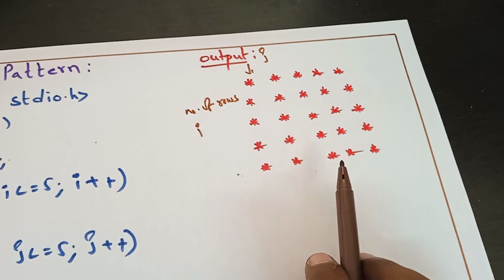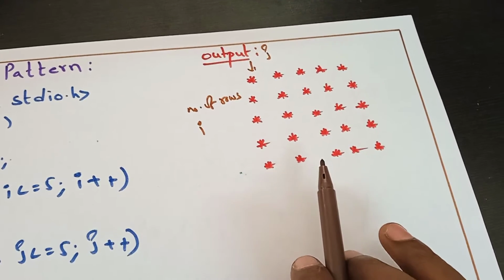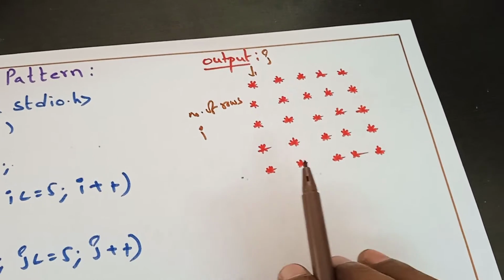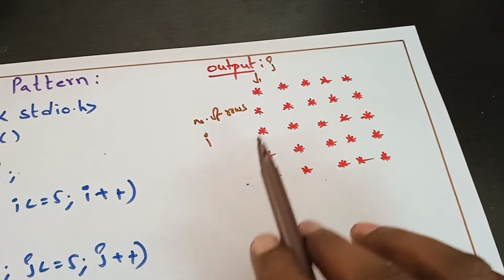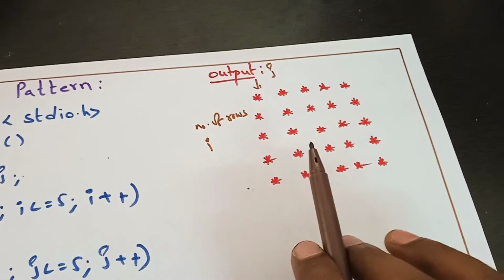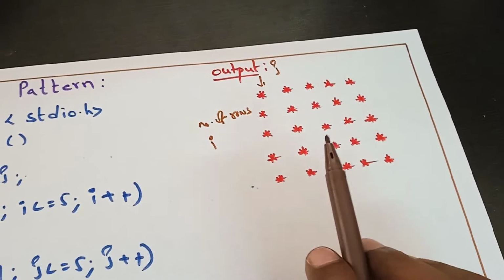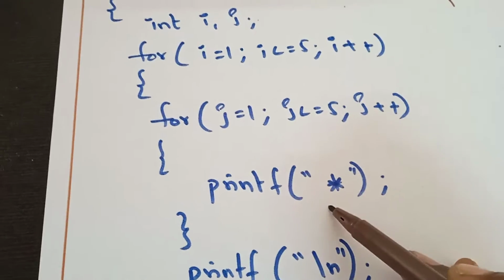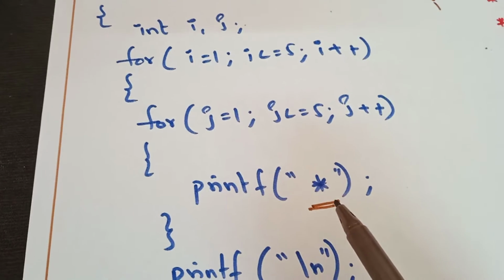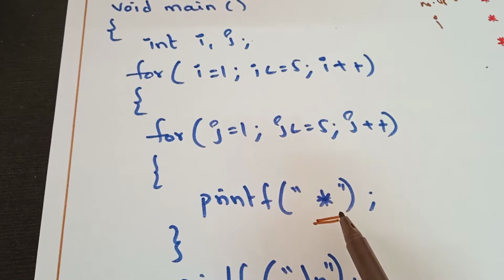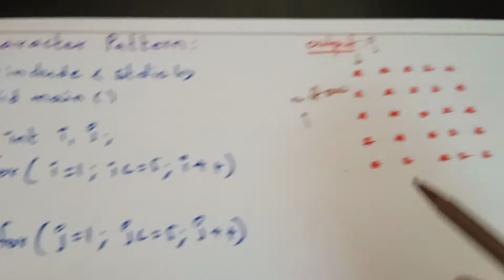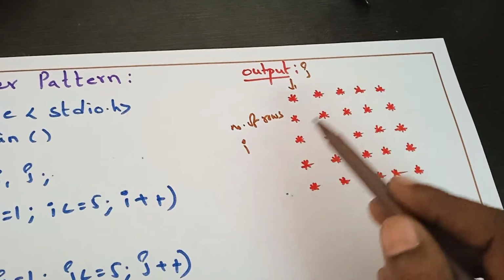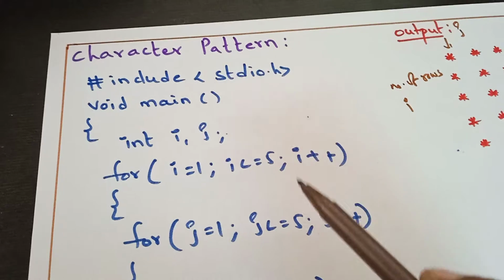Now here the common character is there, right? All the rows appear with one character, which is star. So that's why I wanted to print only the star, only one character. Now where do I want to print it? In every row, in every column. Look at this. How many rows do I have? 5 rows. How many columns do I have?